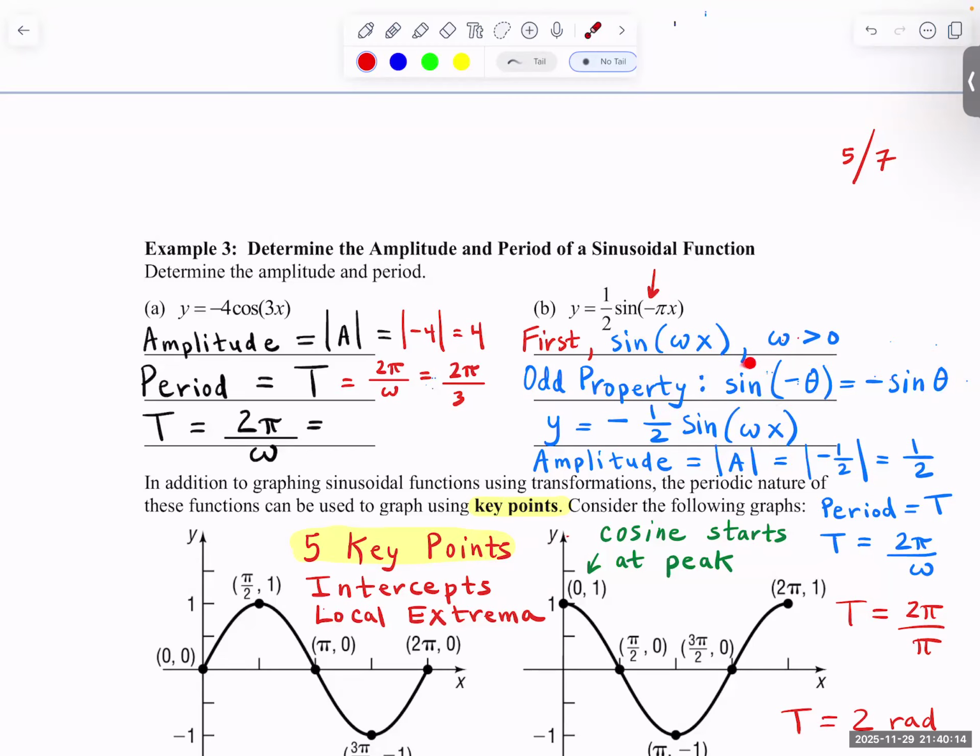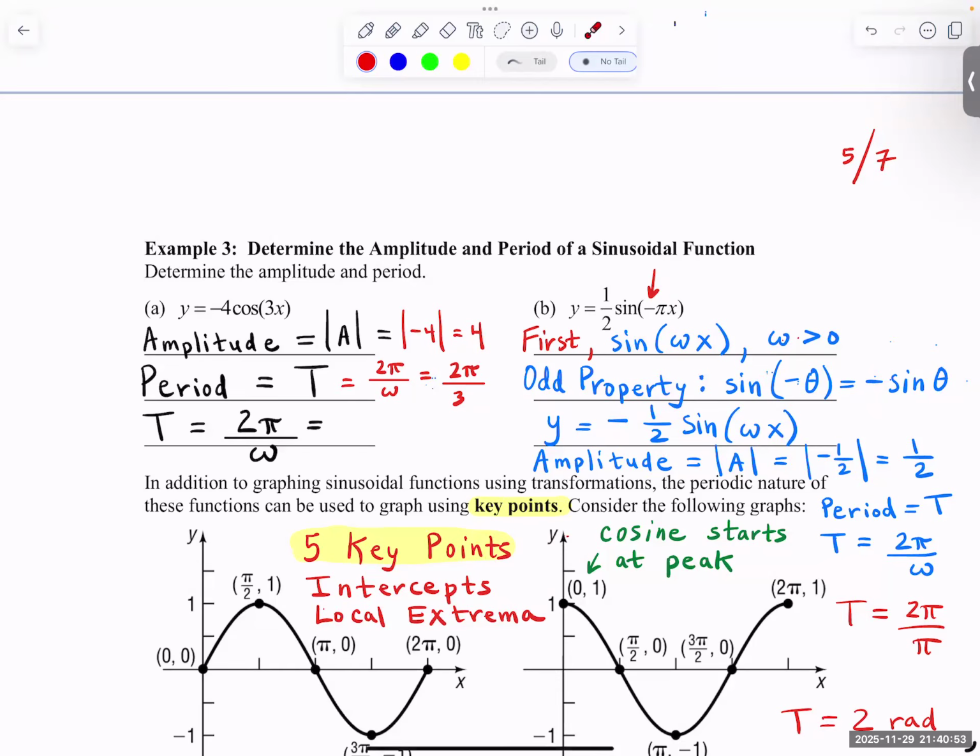And again, that's because if negative theta is opening clockwise, the sine value will be opposite the sine of theta, because theta is opening counterclockwise into quadrant 1. Then the given equation becomes y equals negative, due to the negative that kind of goes in front, or -1 that multiplies sine of the argument. So y = -1/2 sine of omega x.